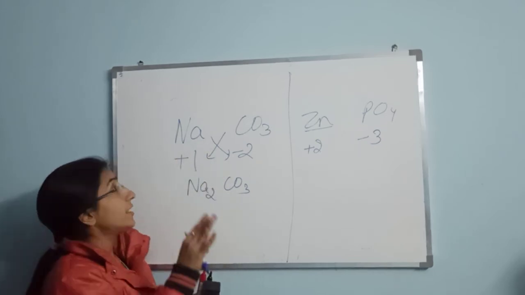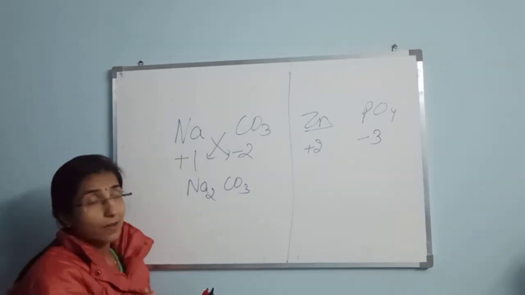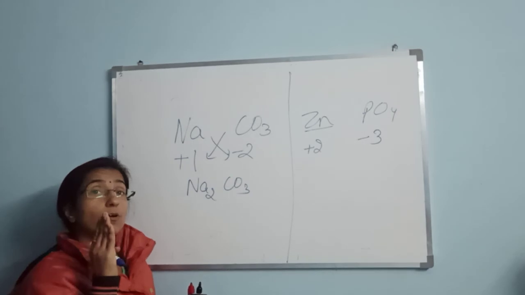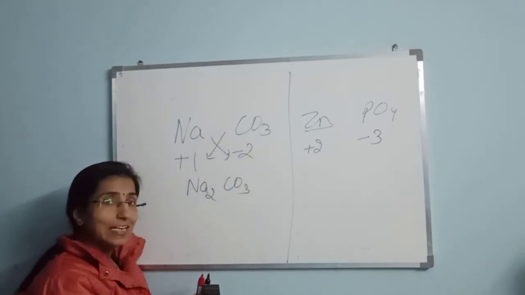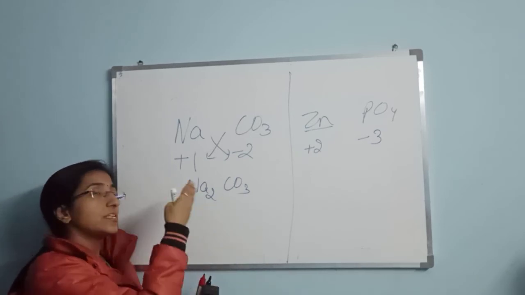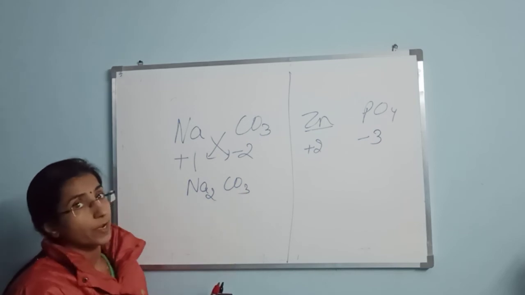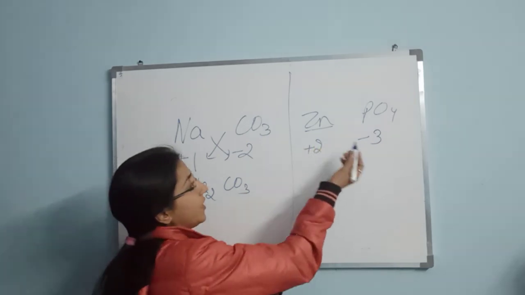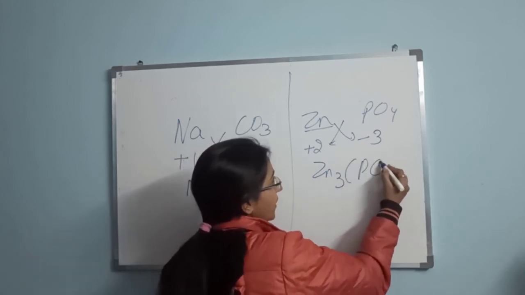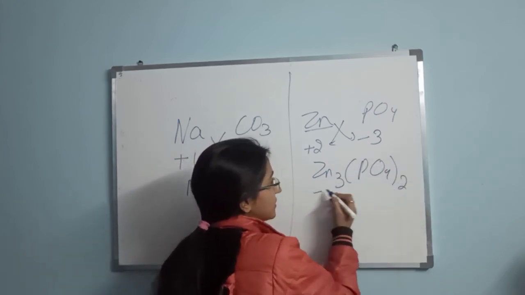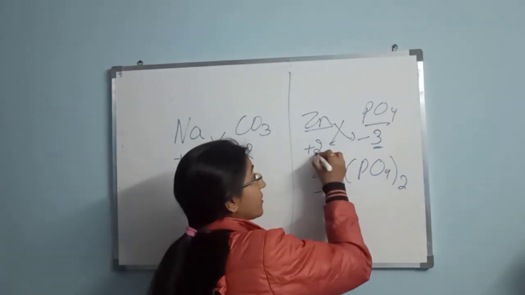That's it. And the metal, or the species, you can say, not metal, the species which have a tendency to lose the electron will be written first, and the species which will gain the electrons will be written after that. Means left hand side you are going to write the electropositive element, and the right hand side you are supposed to write the electronegative element. And in that case, see, Zn3(PO4)2. This is zinc. Zinc will take the valency of the phosphate, and phosphate will take the valency of zinc.